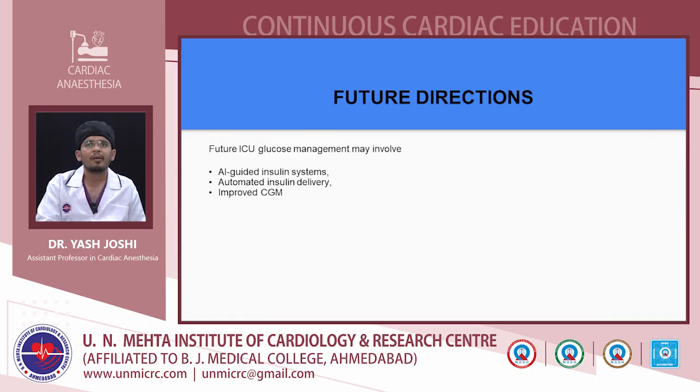The future of ICU glucose management is likely to involve greater automation and precision. Continuous glucose monitoring systems are being increasingly developed and may reduce the burden of frequent blood glucose sampling. Artificial intelligence driven insulin dosing systems are being developed to predict the glucose trend and optimize insulin delivery. Closed loop insulin delivery systems, often called artificial pancreas systems, may eventually become part of routine ICU care. These technologies have the potential to improve glucose control while minimizing hypoglycemia and clinical workload.